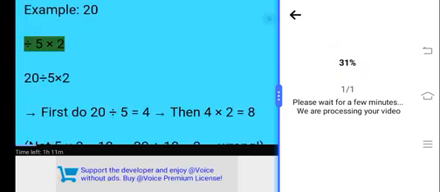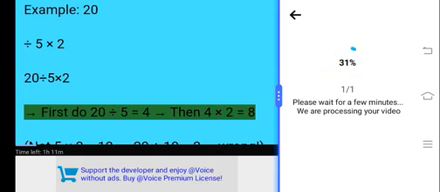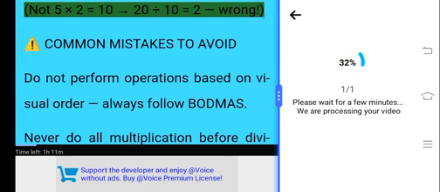Example: 20 divided by 5 times 2. First, 20 divided by 5 equals 4, then 4 times 2 equals 8. Not 5 times 2 equals 10, then 20 divided by 10 equals 2. That is wrong.